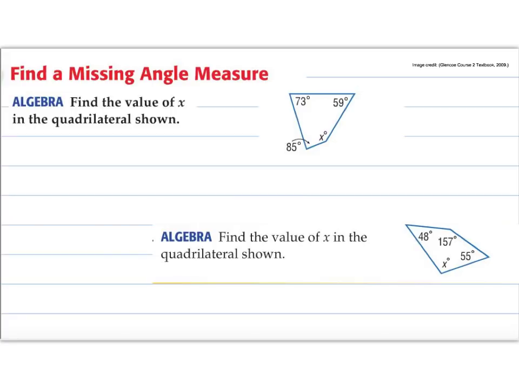So this is our last one, these last 2 to try, and then you are free. So bear with me and try your best. We're going to find the value of x. So again, we know the angles that we are given, so that angle of 73 plus the angle measure of 59 and the angle measure of 85 degrees, plus that missing angle of x, since it's a quadrilateral, are all going to add up to 360 degrees.